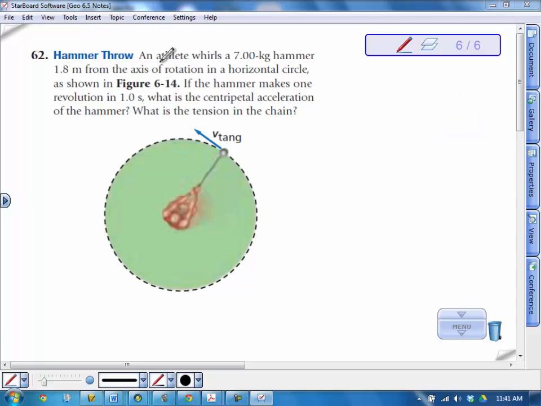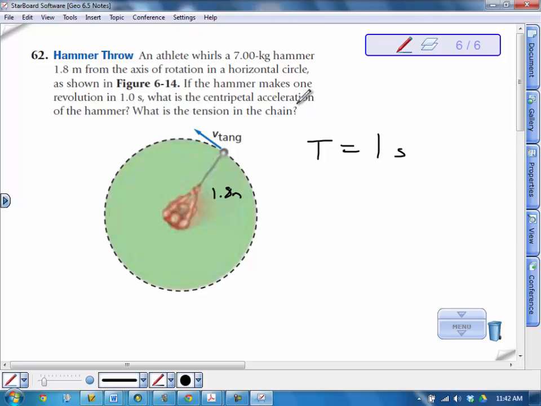Okay, let's do 62 as well. I'll go back and do that one from Chapter 6. It says an athlete whirls a 7-kilogram hammer 1.8 meters from the axis of rotation, so that's the radius, 1.8 meters. It says if the hammer makes one revolution in 1 second, they just gave us the period. The time it takes for something to do one revolution is the period.